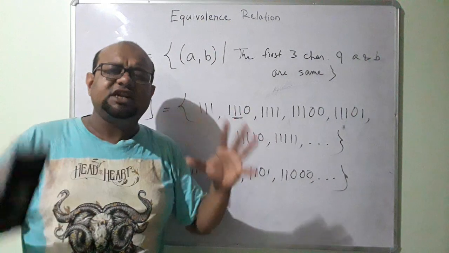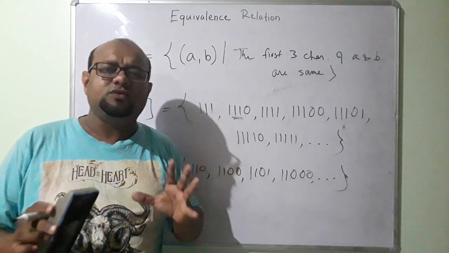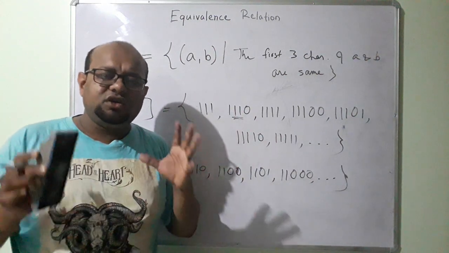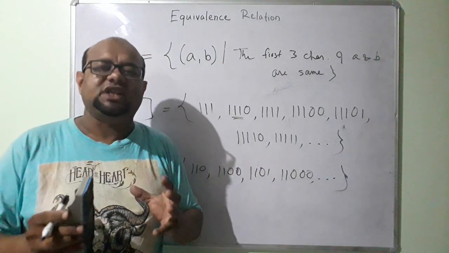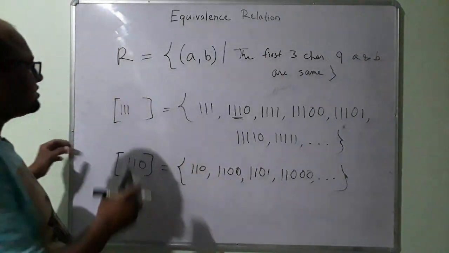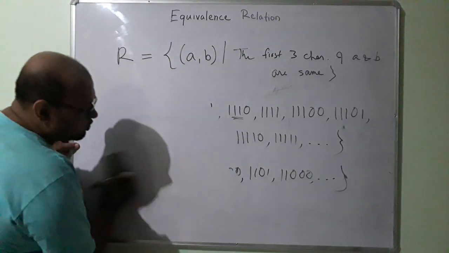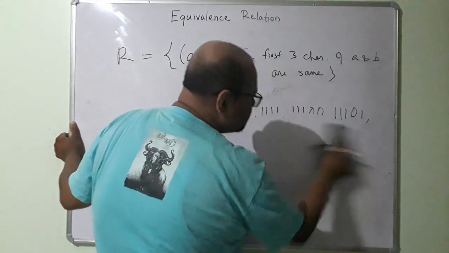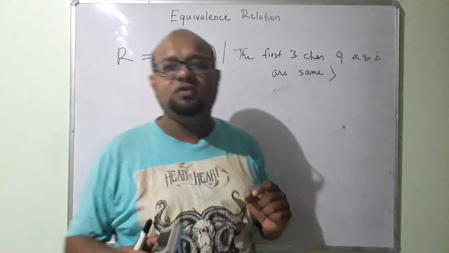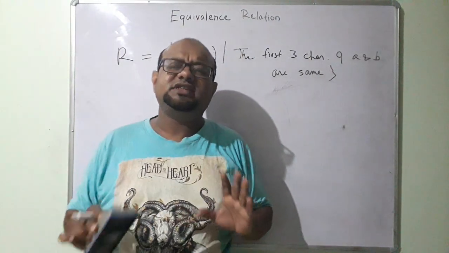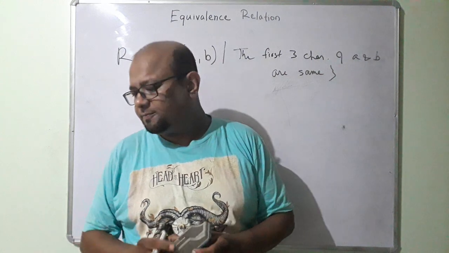So all the things that are equivalent to each other, not equal, equivalent to each other, together form a class, and that is called an equivalence class. Simple. You refer to the book, solve a few problems on your own, and you will see that this actually is a very simple topic.